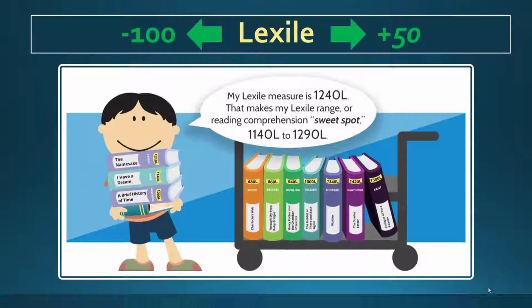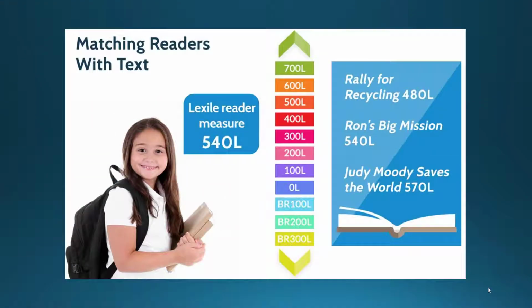Now we take it the next step, and we can now match text to the reader. So, for example, if this student's Lexile was 540, these are just an example of some of the books that should be in her range and she should be able to comprehend.